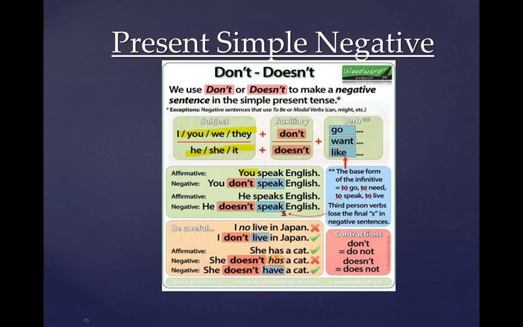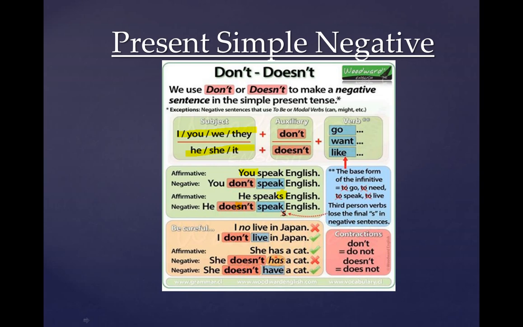Look at this information from here. The base form of the infinitive is go, need, speak, and live. You cannot say to go, to need, to speak, to live. And the third person verbs lose the final S. The final, you see, is not an S there. There is an S, but not here. Yes? And you have to eliminate that S when you transform from the affirmative to the negative, because the S is here, hidden.